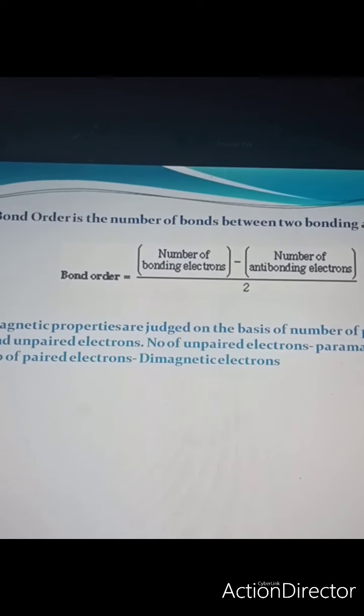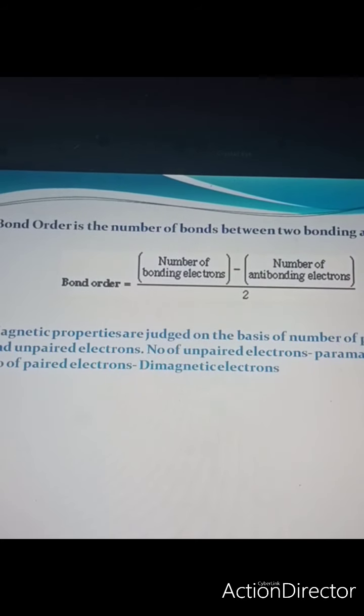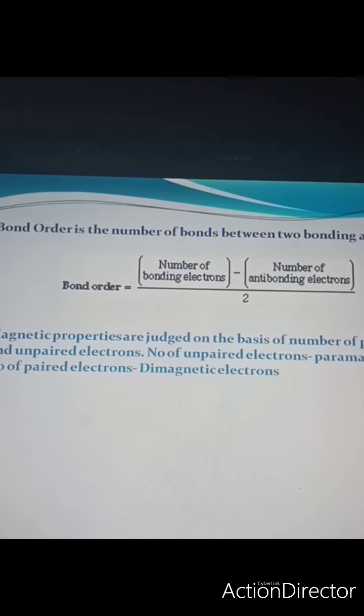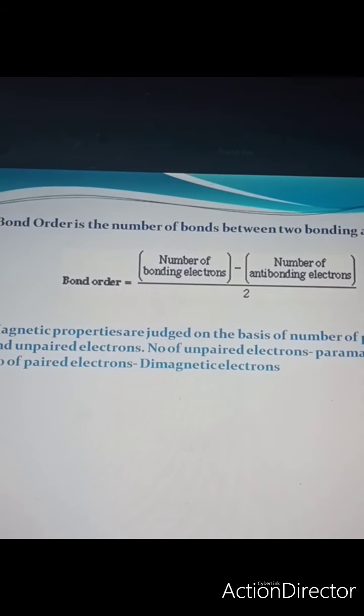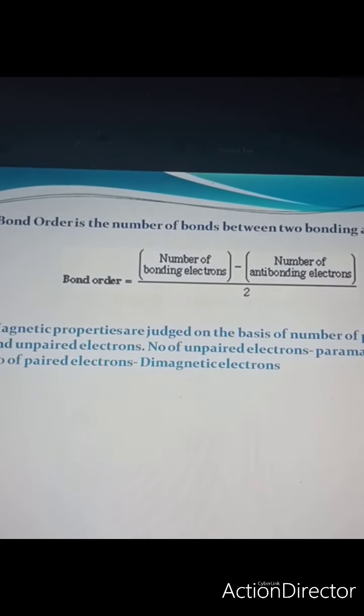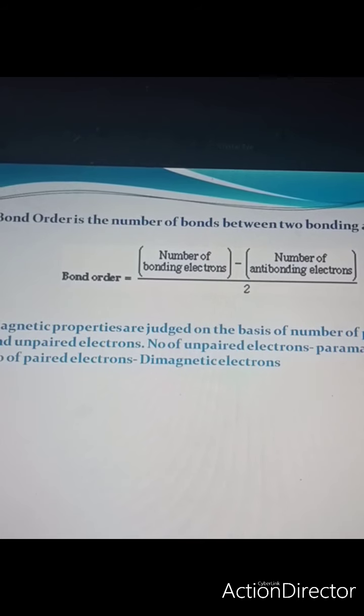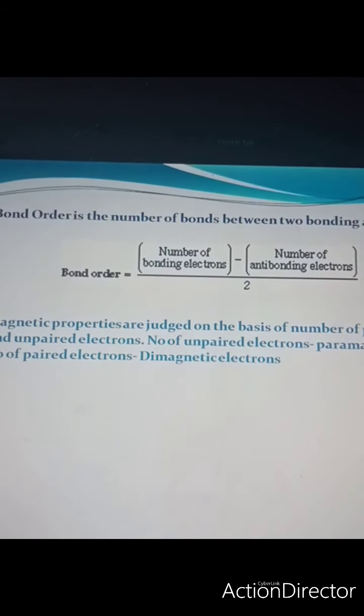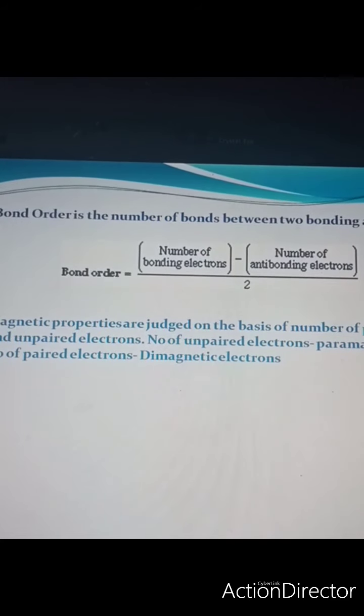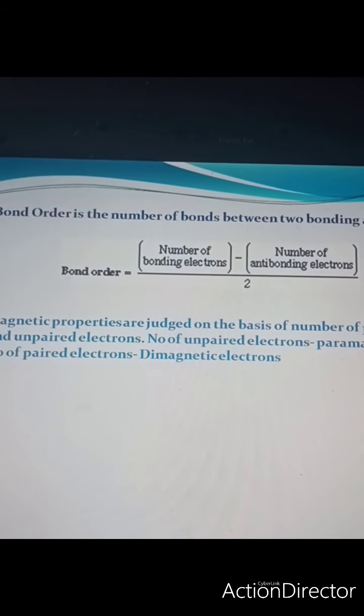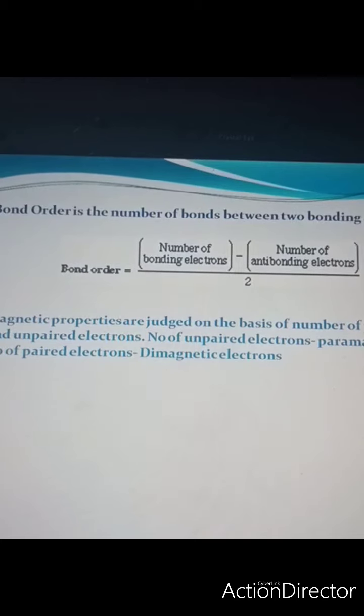Now let us talk about the bond order. That will be the number of electrons in the bonding orbital minus the number of electrons in the antibonding molecular orbital, divided by 2. When we talk about the magnetic properties, they are judged on the basis of the number of paired or unpaired electrons. If the electrons are paired, that will be known as diamagnetic, and if they are unpaired, it will be a paramagnetic behavior.